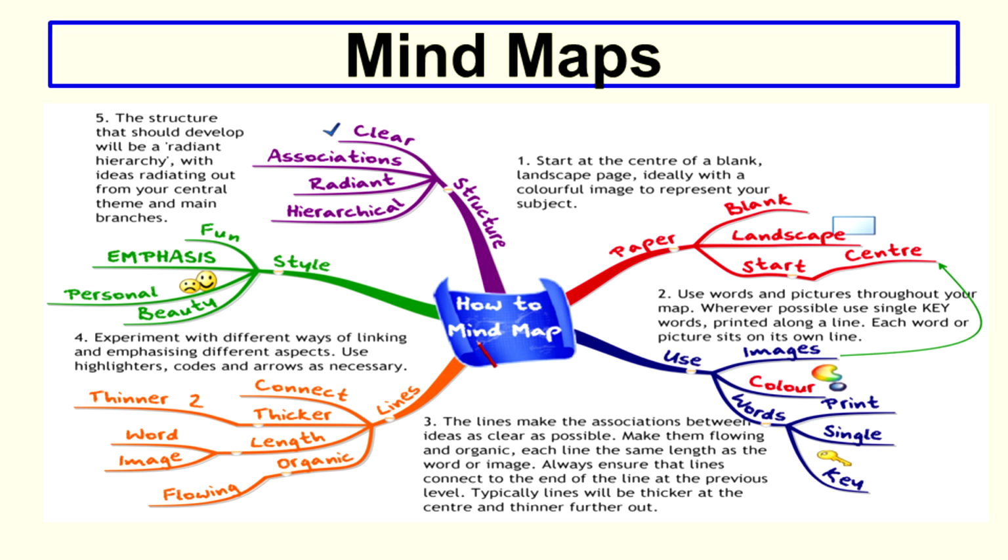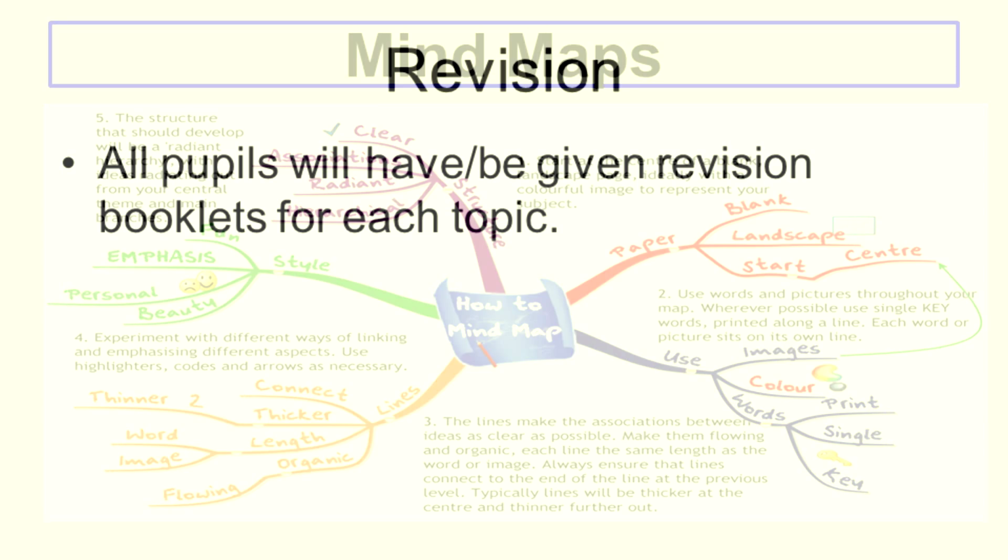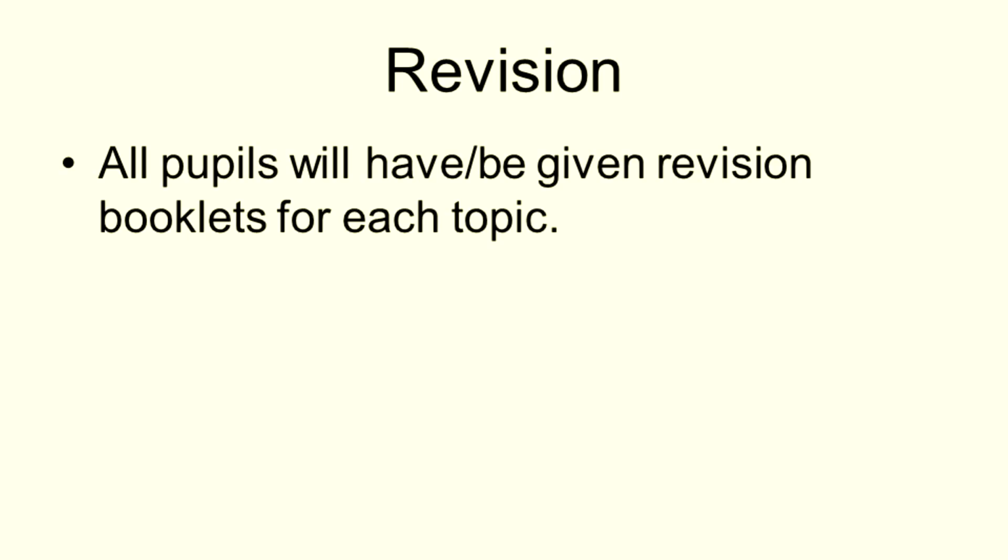Some pupils also find mind maps an effective way to study for exams because their revision is focused and the revision is organised. Another way that pupils can revise for the final exam is using the materials that have been given out in class. All pupils have or will be given revision booklets for each of the 3 topics, so this will reinforce what's written in their classwork jotter and go into certain things in greater depth.